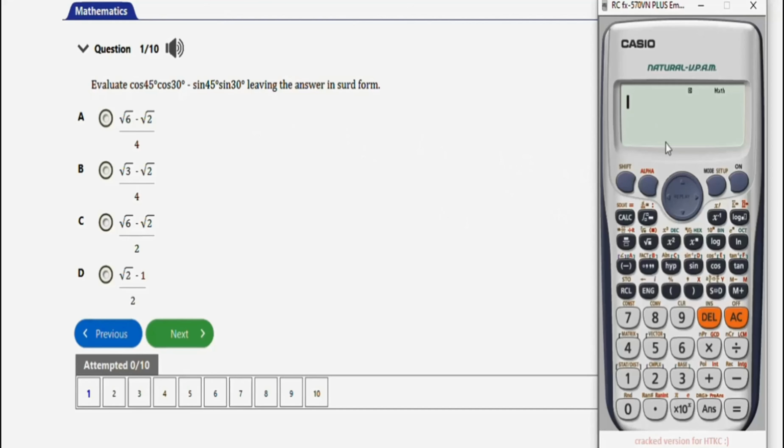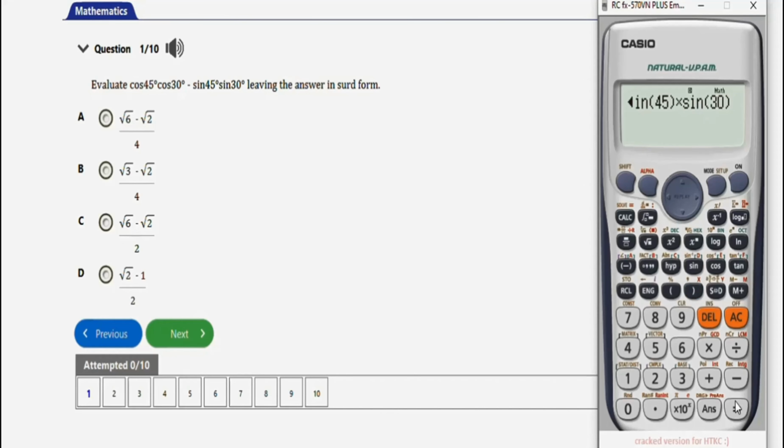So let's evaluate this. We have cos 45 degrees, times cos 30 degrees. Alright, then we have minus sine 45 degrees times sine 30 degrees. Let's close the bracket and see what's going to give us.